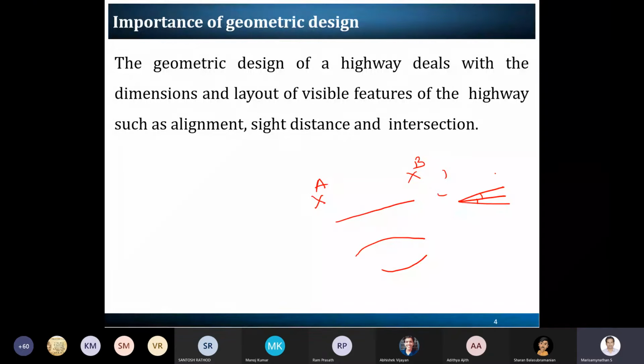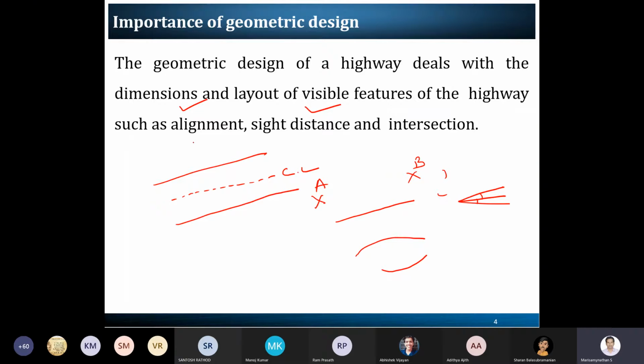So considering those terrain types and various factors, in the last unit we have seen that we mark the center line, and according to that we widen or construct the road on both sides. Accordingly, we execute how the final structures will be. With respect to the center line, the alignments are happening. So based on that, we define how things exist. So the geometric design of a highway particularly deals with the dimensions and the layout of the visible features of the highway.